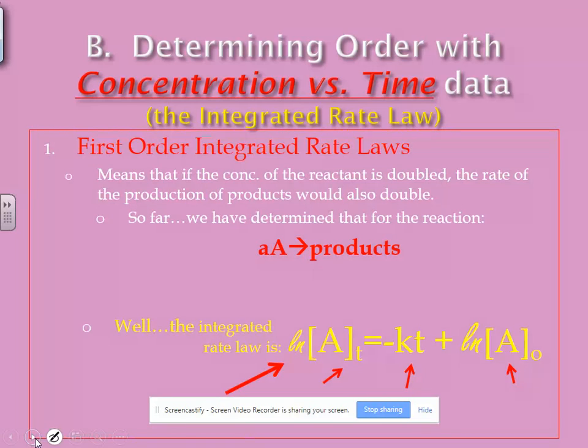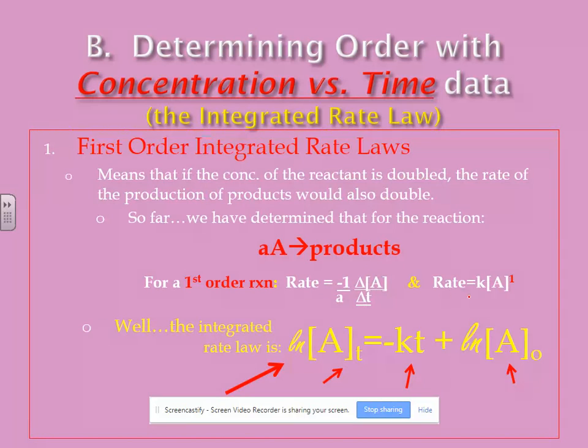So far in this unit, we've determined that for a reaction where you have little a being your coefficient from the balanced equation times compound A, your reactant A, yields products, if it were first order, we've talked about how to find your rate expression. That will be equal to negative, because reactant concentrations decrease over time, negative 1 over a, the inverse of the coefficient, times the change in concentration of A over the change in time. So this is your rate expression coming from the definition of rate.